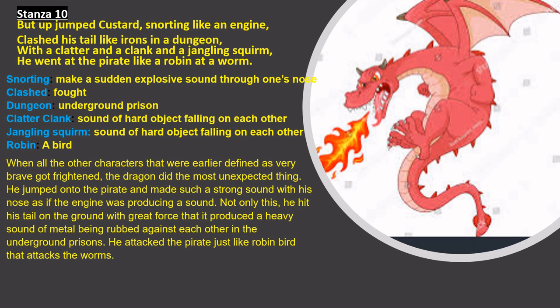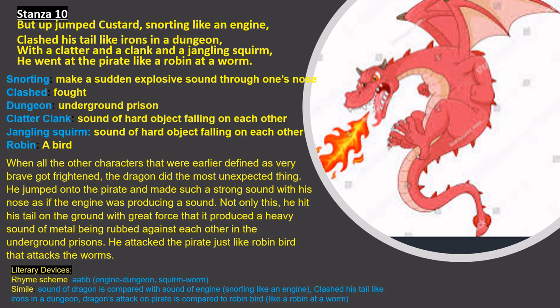And he attacked the pirate just like a robin bird that attacks the worm. As you might have seen, a robin bird attacking the worm. Okay, it will be sitting somewhere on the branch, and whenever it sees a worm crawling on the earth's surface, suddenly it will attack.